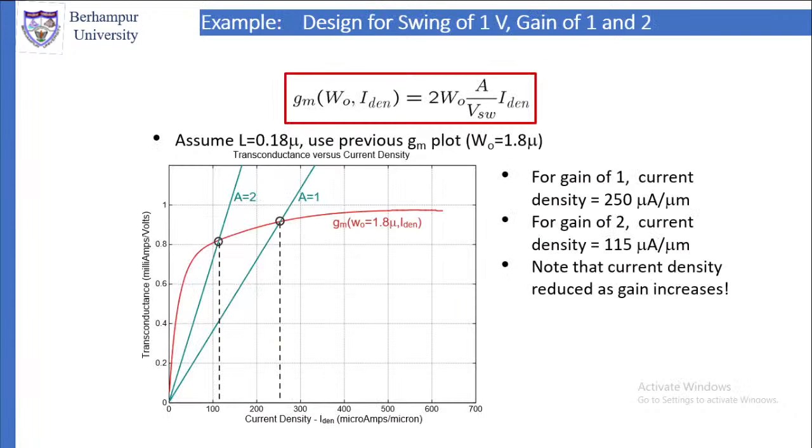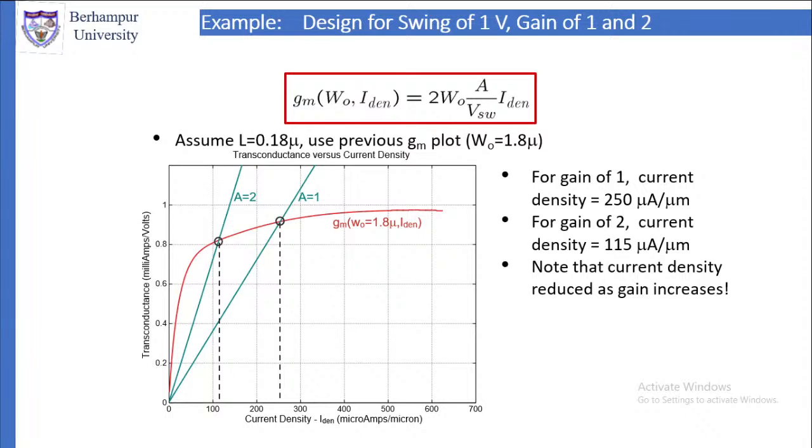Let us look at an example here. gm(W0, I density) is equal to 2 W0 A by VSW into I density. This equation we saw just now. Now assume that L is equal to 0.18 micron. Use the previous gm plot, with W0 equal to 1.8 micron. The same gm plot we are using.